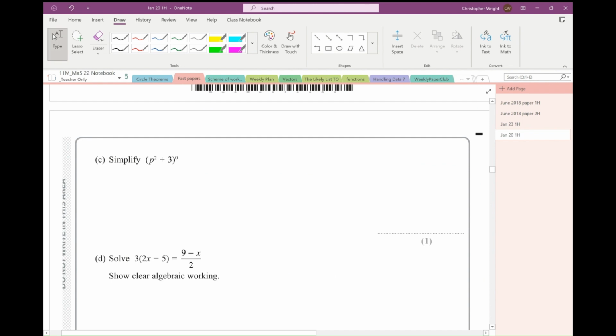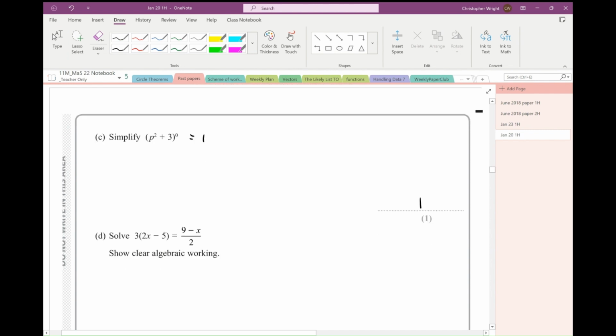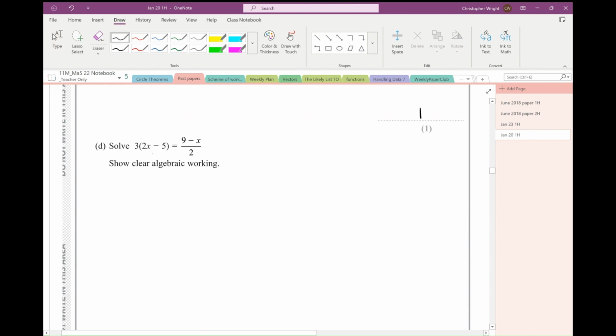Okay. C, simplify, and look at this. Something to the power of 0 is just 1, isn't it? Anything to the power of 0 is 1, so the answer to that is simply 1. Solve this equation, show clear algebraic working. Well, the first thing I'm going to do is multiply out the left-hand side. That's going to give me 6x minus 15 equals 9 minus x divided by 2. Get rid of that divided by 2. So I'm going to multiply both sides by 2. That's going to give me 12x minus 30 equals 9 minus x.